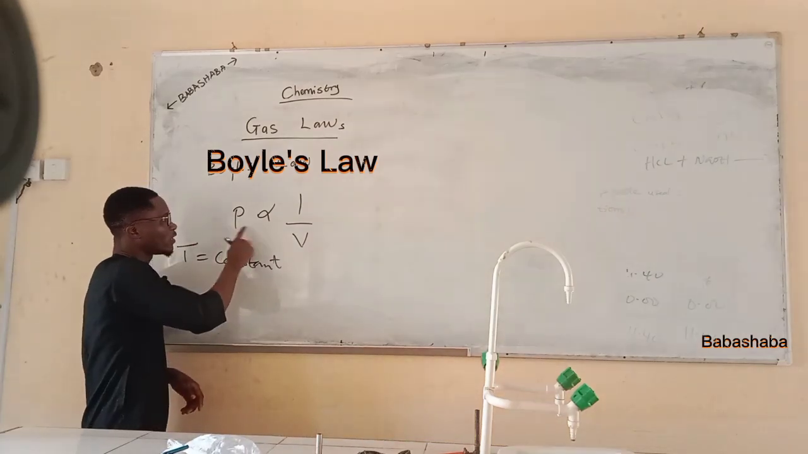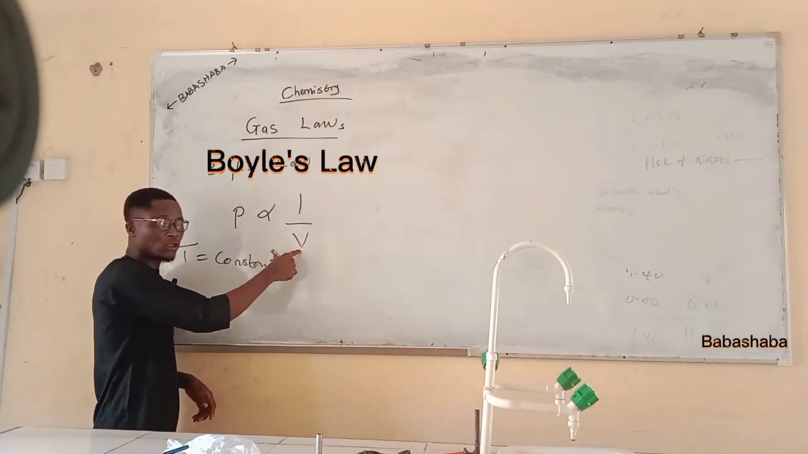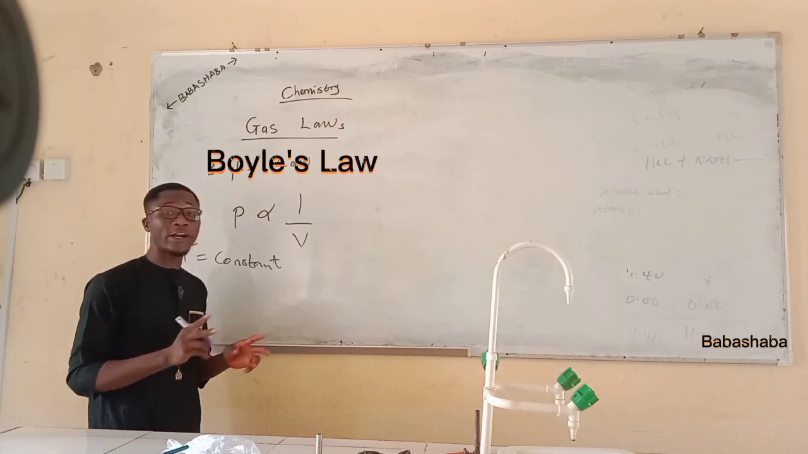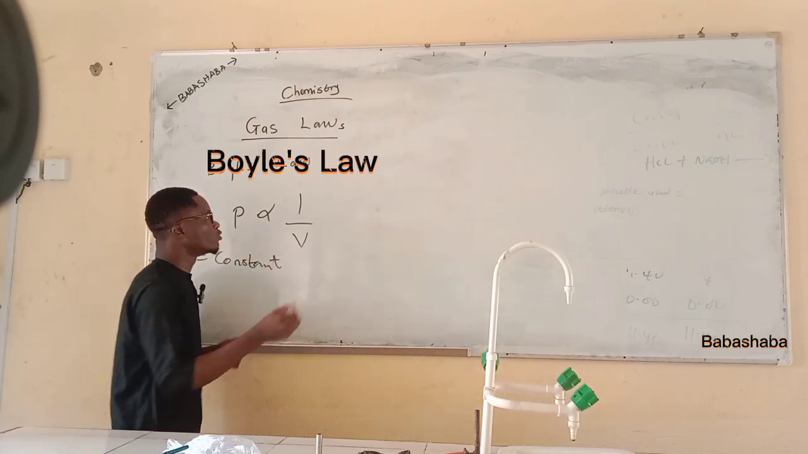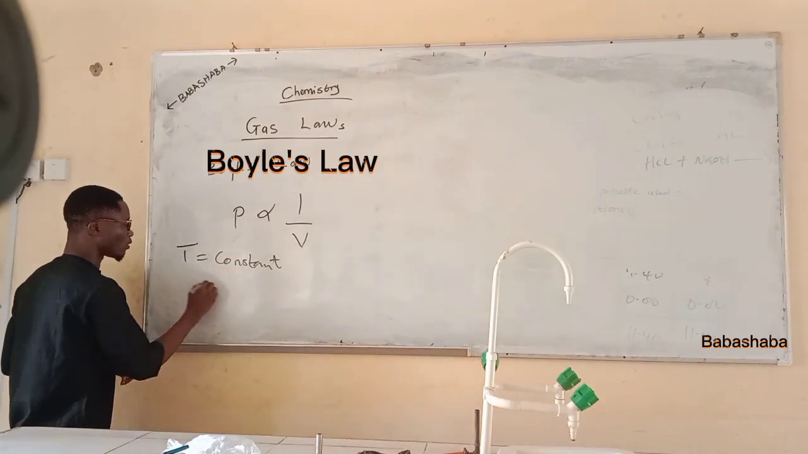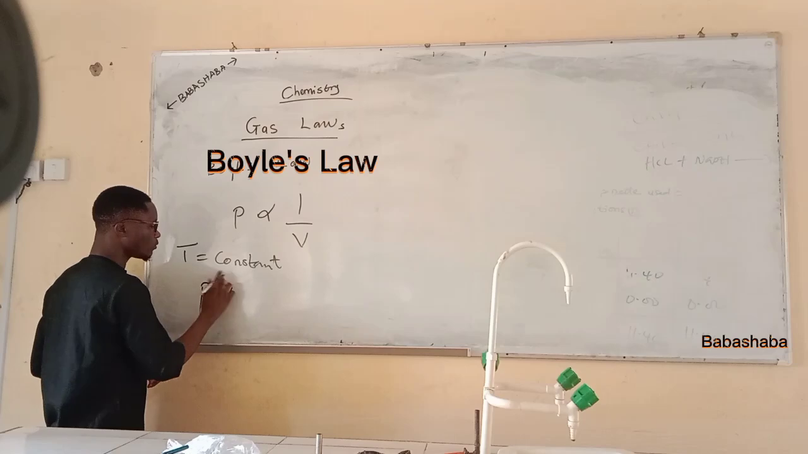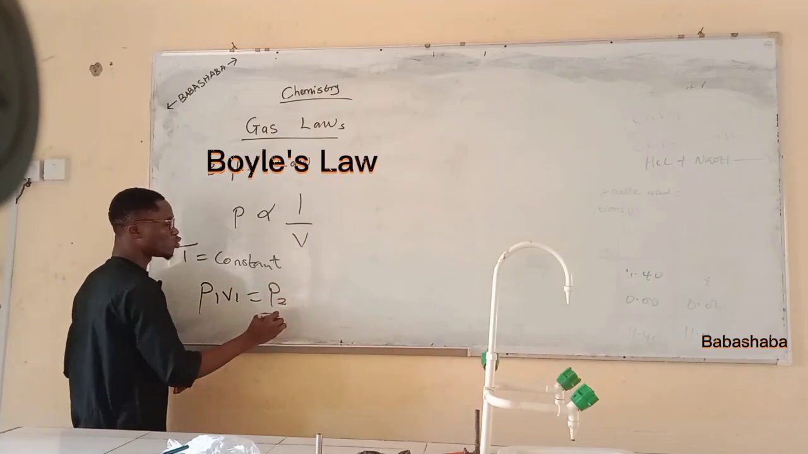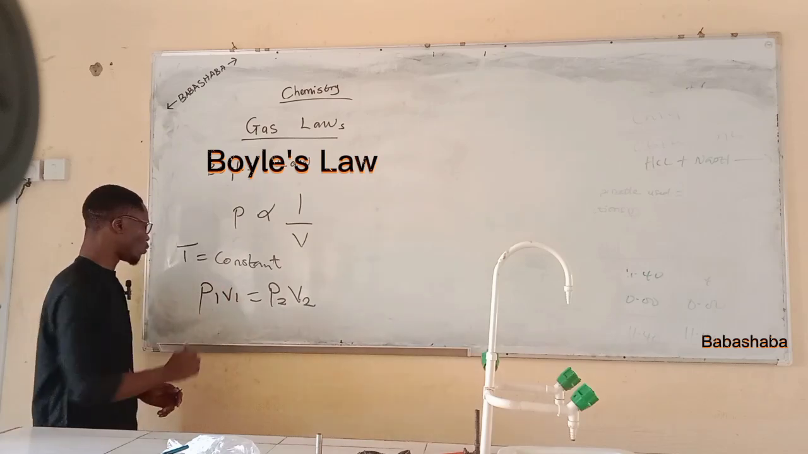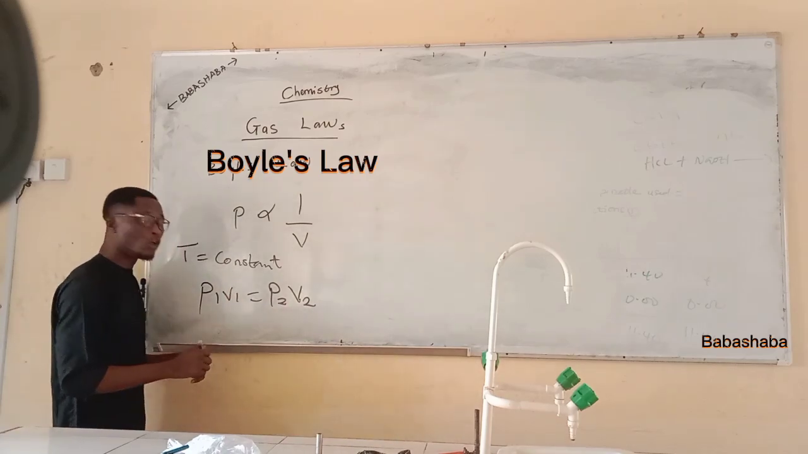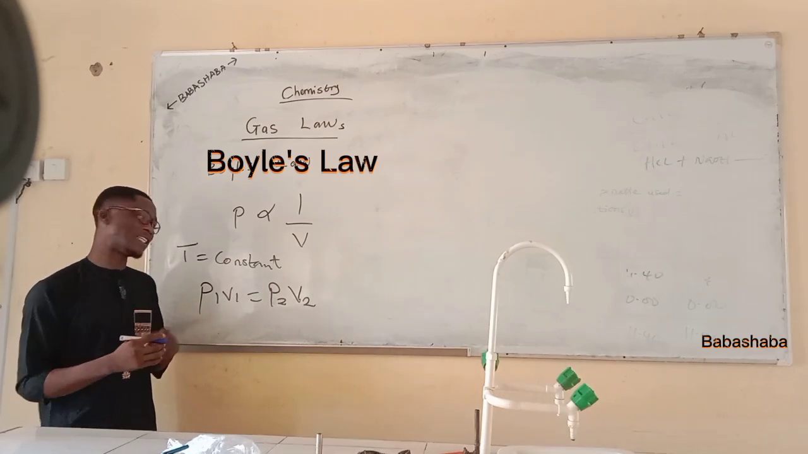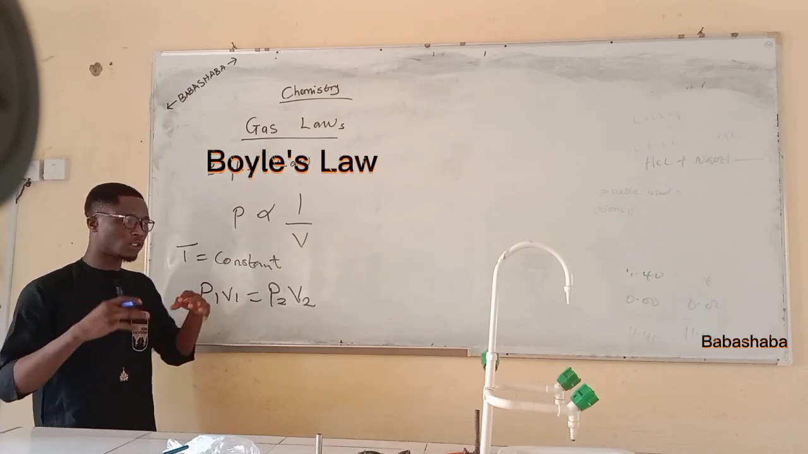So pressure is inversely proportional to the volume. And when we are considering two scenarios, two volumes and two pressures, we will have P1 V1 is equal to P2 V2. When you are considering two occasions, we have P1, V1, P2, and V2. So when you have a problem relating pressure and volume at constant temperature, you use Boyle's law.